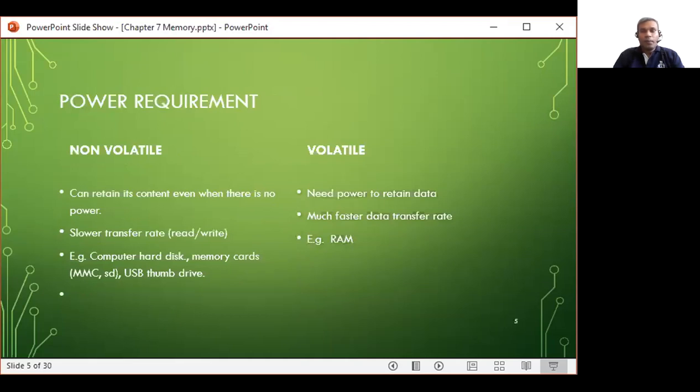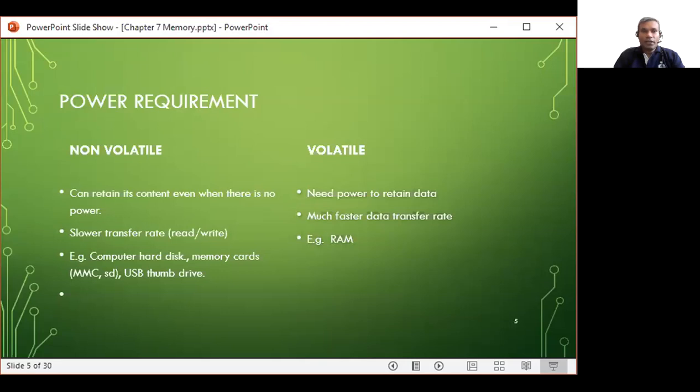Power requirement. In memory, you have two types of memory categories, non-volatile memories and volatile memories. A non-volatile memory is able to keep its data even without power. So you don't need power to retain the data. For example, if you look at the computer hard disk, even when you switch off the computer and remove the plug from the power supply, it will still keep all the files. So it's an example of non-volatile storage.